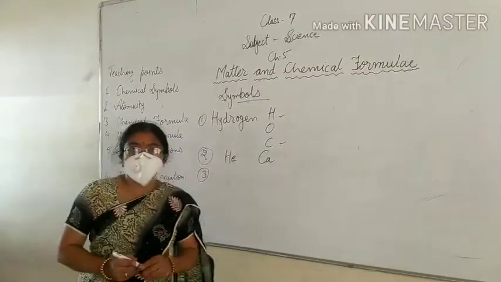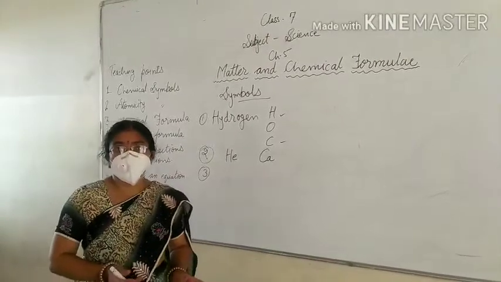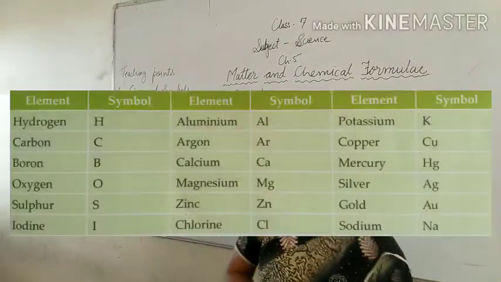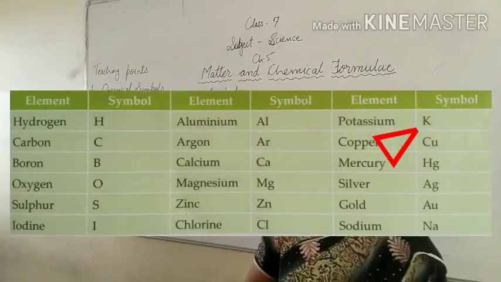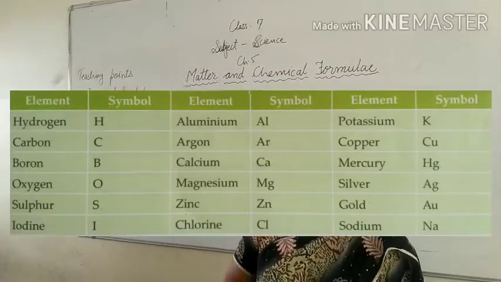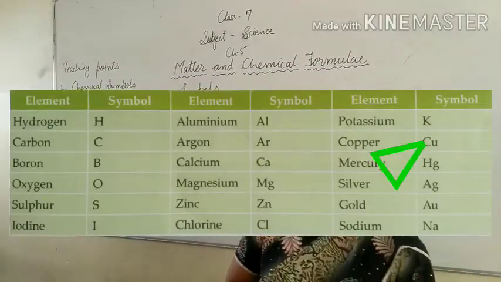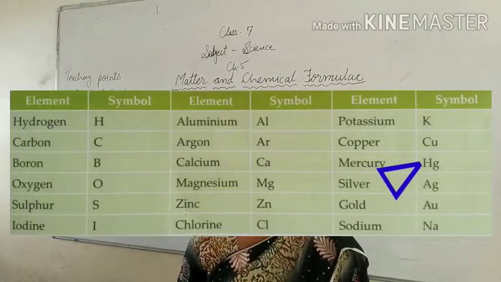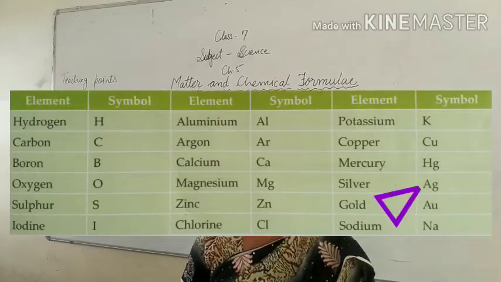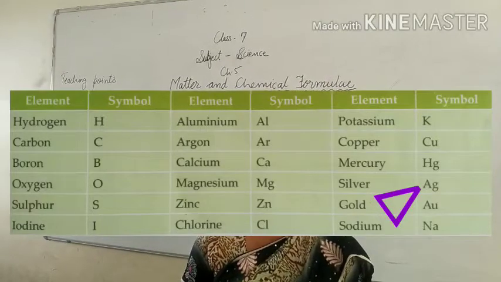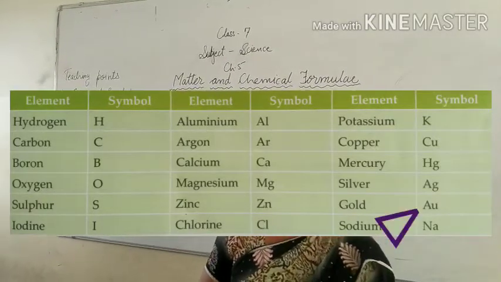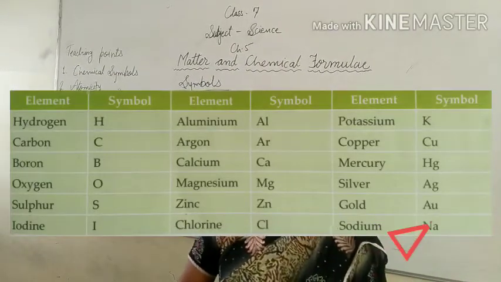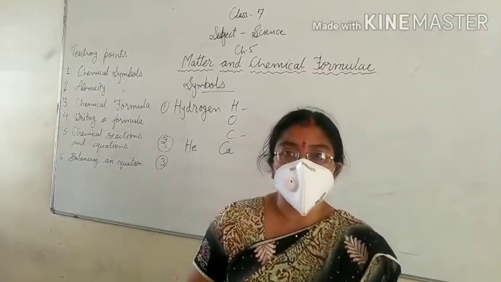Next, for some elements, their Latin names are different, so their symbols are taken from their Latin names. As you can see in this table, for potassium, K is written because its Latin name is Kalium. For copper, Cu is written because its Latin name is cuprum. For mercury, Hg is written because its Latin name is hydrargyrum. For silver, Ag is written because its Latin name is argentum. For gold, Au is written because its Latin name is aurum. For sodium, Na is written because its Latin name is natrium.